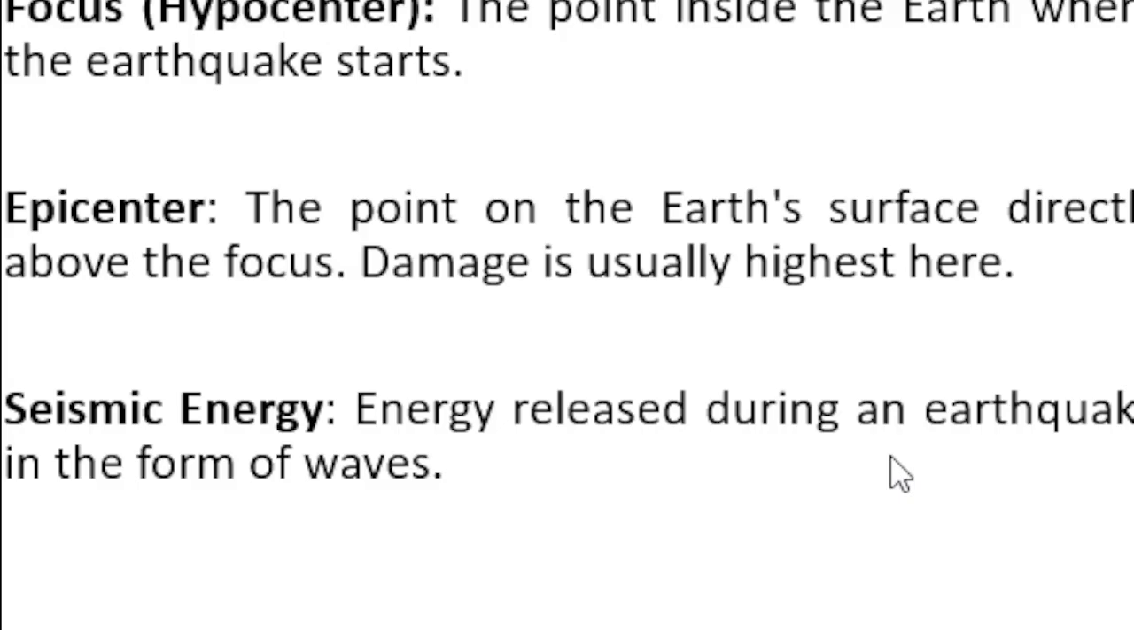Before moving ahead, let's understand three important terms. The focus, also called hypocenter, is the point inside the earth where the earthquake actually begins. The epicenter is the point on Earth's surface directly above the focus. The area usually experiences the maximum damage. The released energy travels through the earth as seismic waves, which cause the shaking we feel.